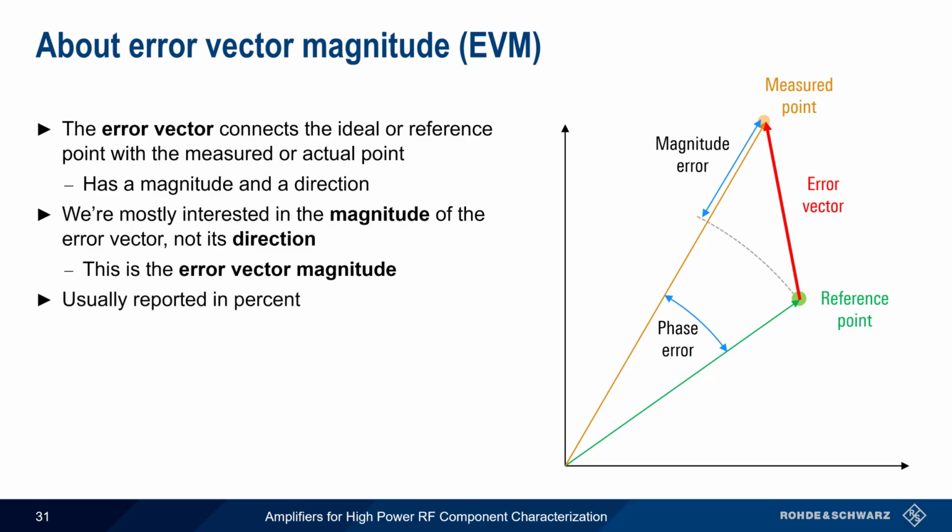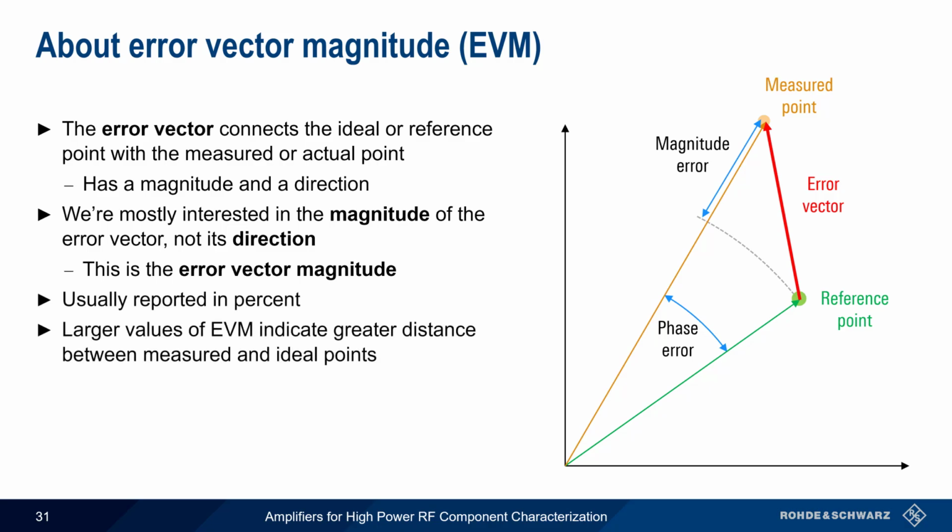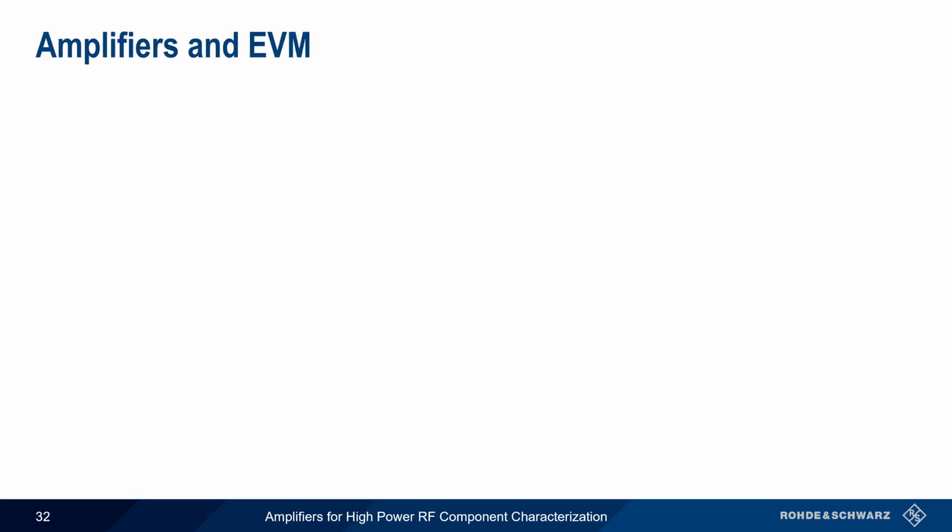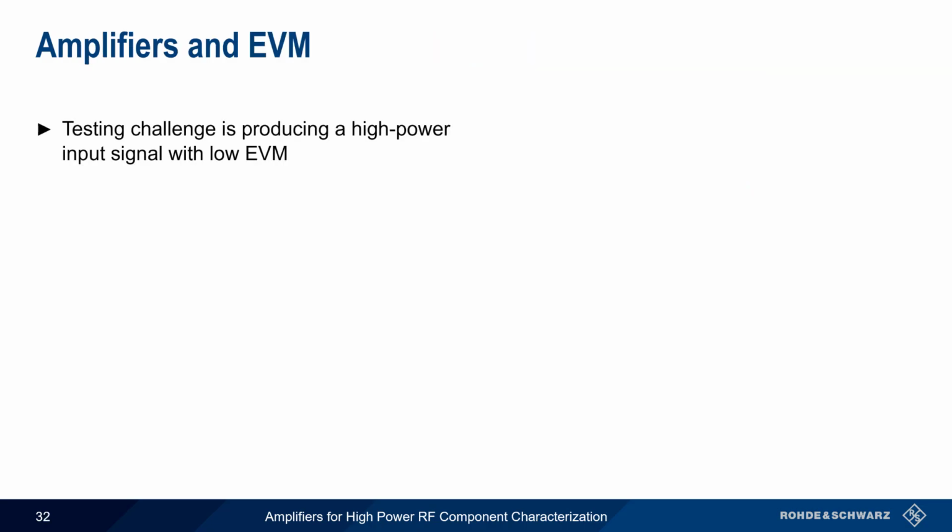EVM is usually reported in percent, and larger values of EVM indicate greater distance between the measured and ideal points. Greater distance means a higher probability that the receiver will mistake one symbol for another, and thus higher EVM values mean a greater probability of bit errors. One challenge in EVM testing is the need to produce a DUT input signal with low EVM in order to minimize the generator contribution to EVM measured at the DUT output.